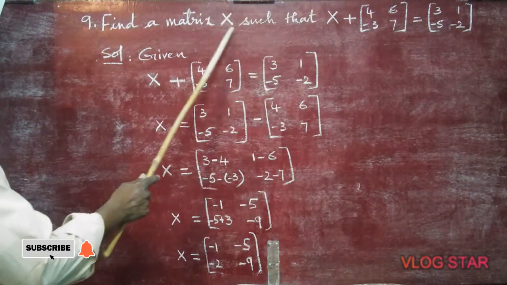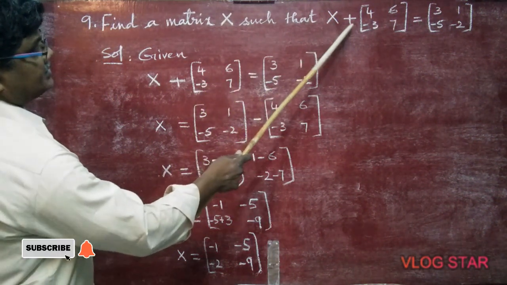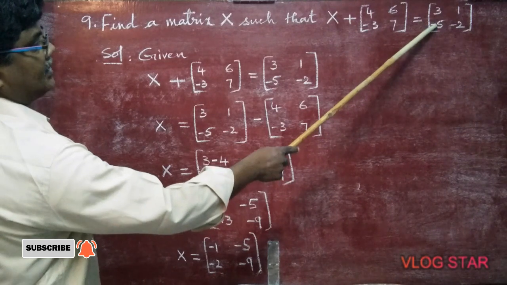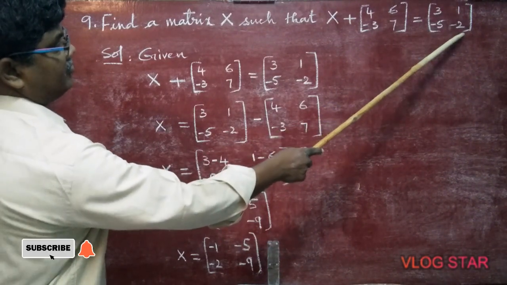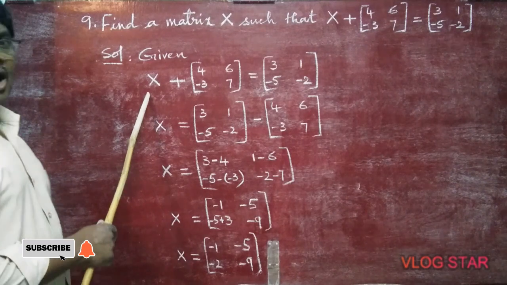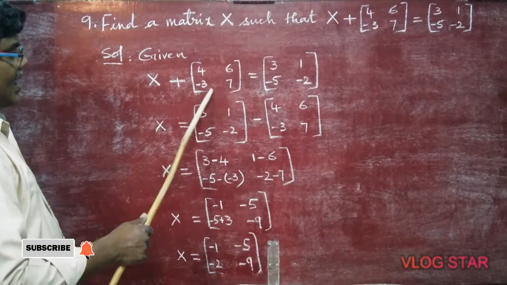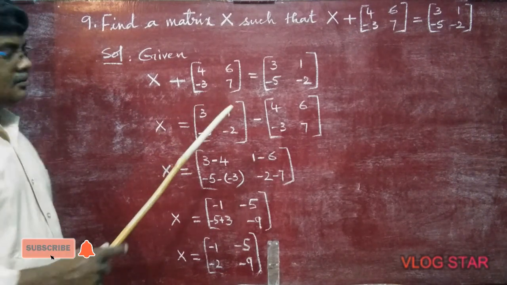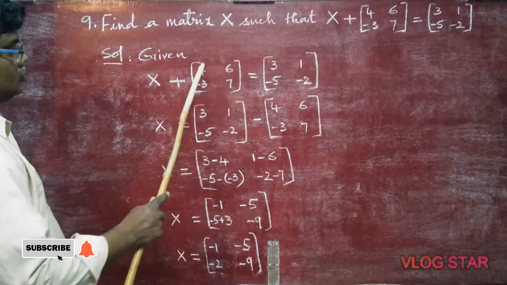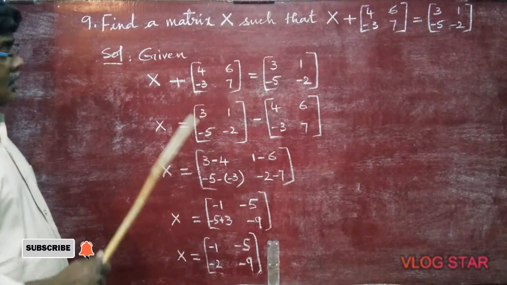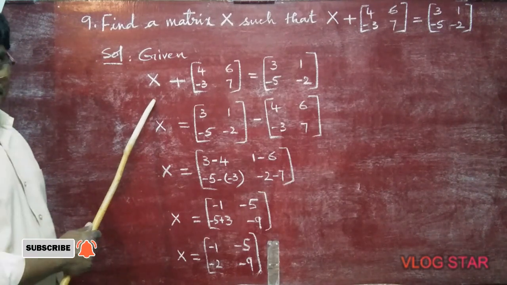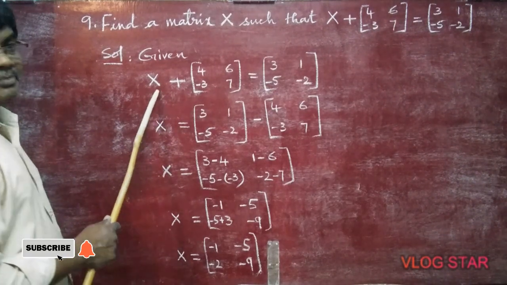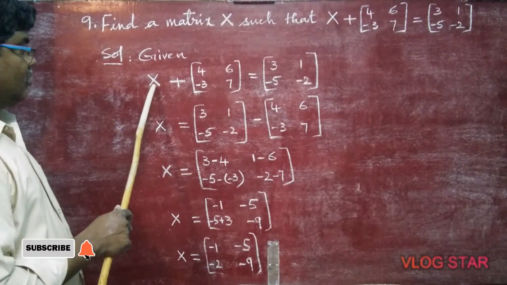Ninth problem. Find a matrix X such that X plus matrix [4, 6; -3, 7] is equal to matrix [3, 1; -5, -2]. Here X is an unknown matrix. When you add two matrices, they should be of the same order. What is the order of this matrix? 2 rows, 2 columns, a 2 by 2 matrix. Automatically, this also should be 2 by 2. Comparable matrices. So, we don't know this matrix X, it is unknown. We are going to find that one.